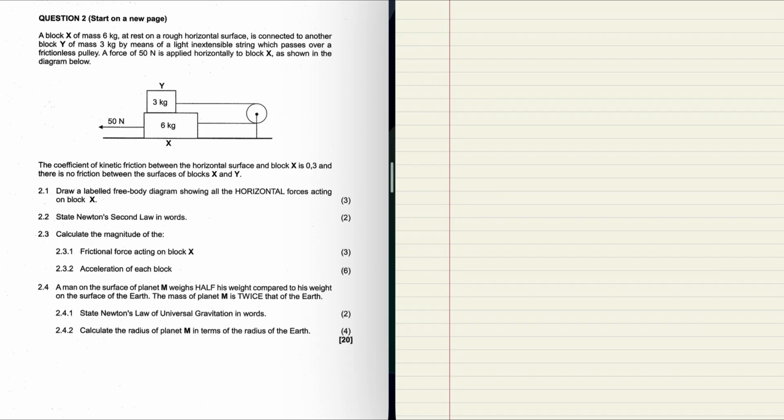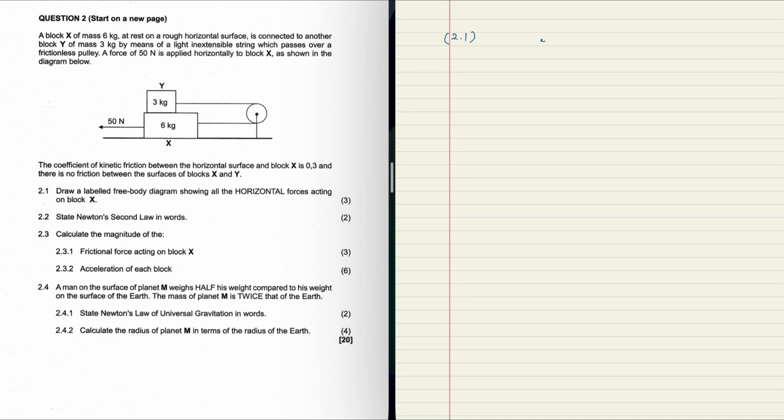A force of 50 newtons is applied horizontally to block X as shown in the diagram below. The coefficient of kinetic friction between the horizontal surface and block X is 0.3, and there is no friction between the surfaces of blocks X and Y. Question 2.1. Draw a labeled free body diagram showing all of the horizontal forces acting on block X.